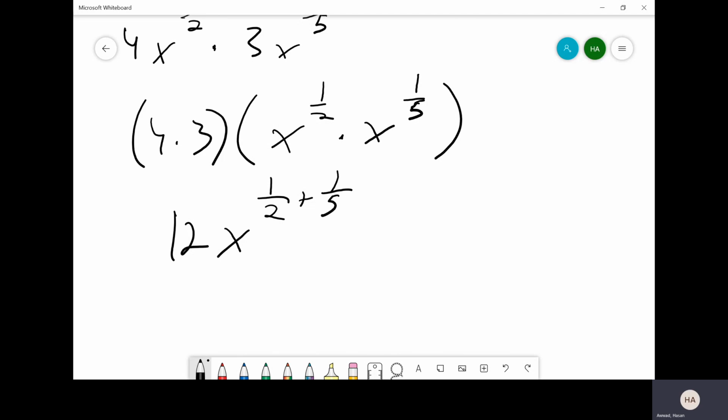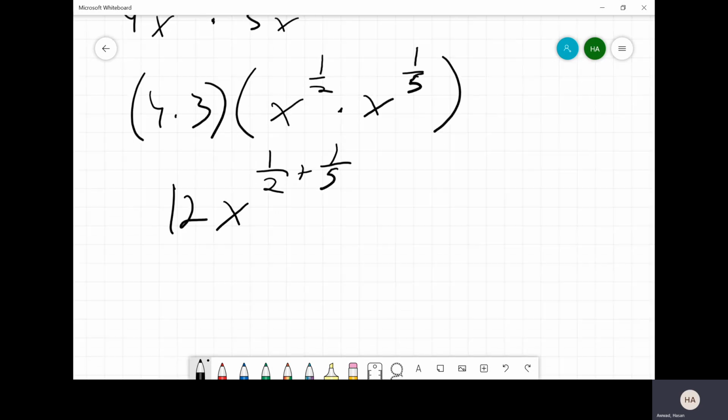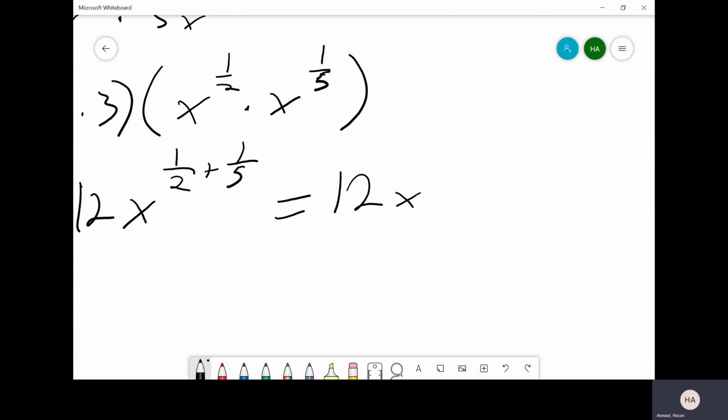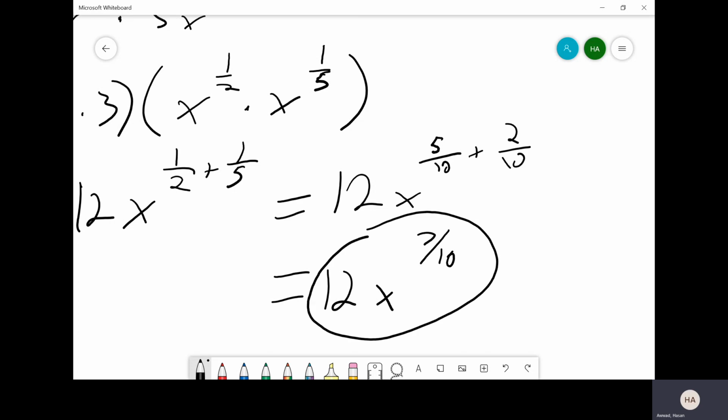And this is where your fundamentals come in as far as changing fractions to match each other so that way you can add them. So this is really just going to be 12 times x to the 5/10 plus 2/10, which gives us our final answer of 12x to the 7/10 power. And this is going to be your final solution.